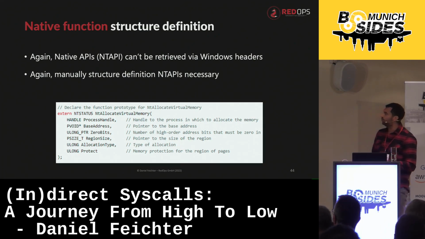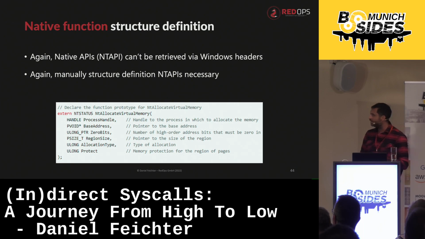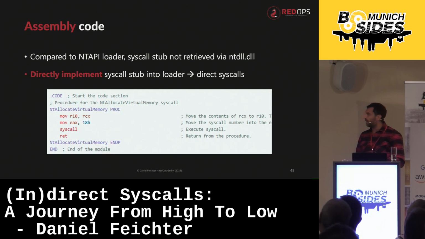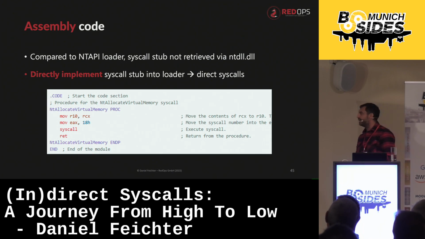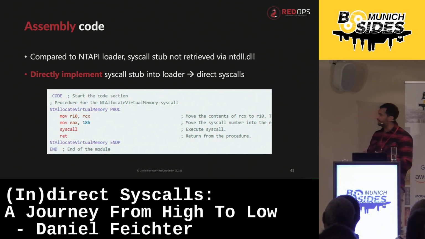Again, we want to use native APIs, but compared to before, we do not want to ask NTDLL, so we directly implement it, and we again have to manually define the instruction pointer as in the native API loader. But now we want to directly implement the assembly code which we need. So we can see in the illustration, this is one of the syscall stubs, in this case for the native API NtAllocateVirtualMemory. And we directly implement it into the text section of our shellcode loader.